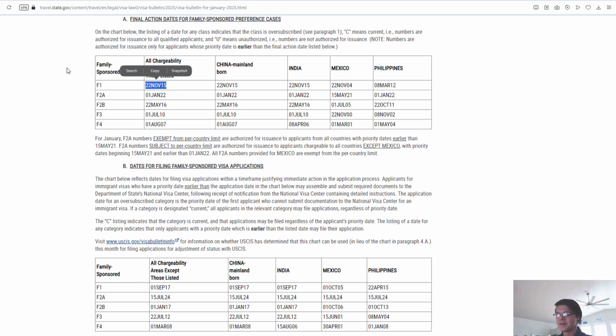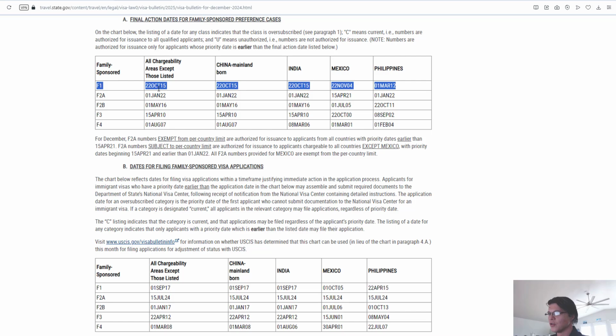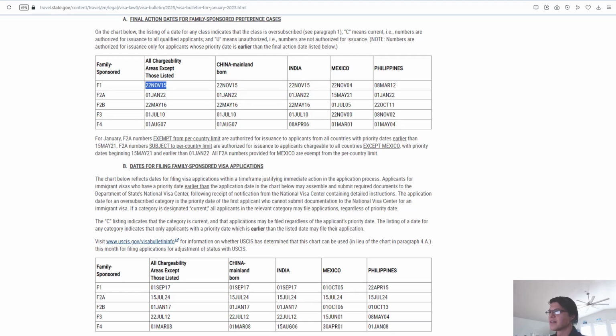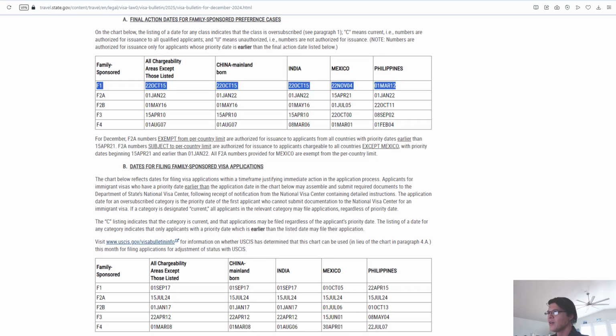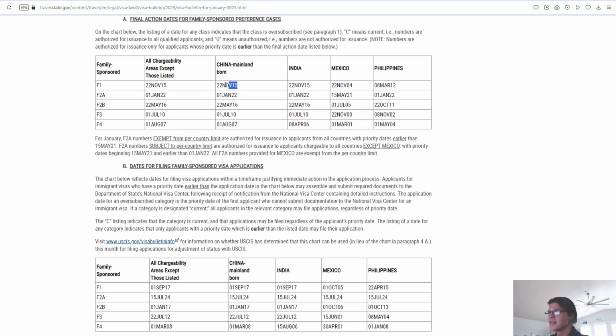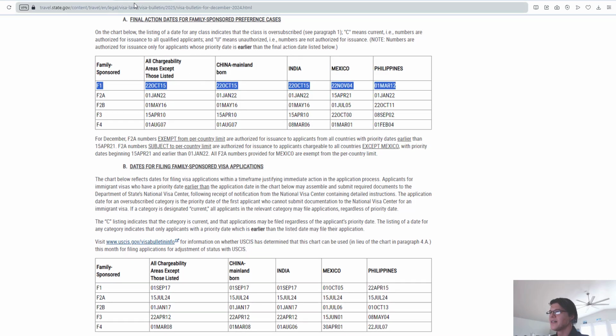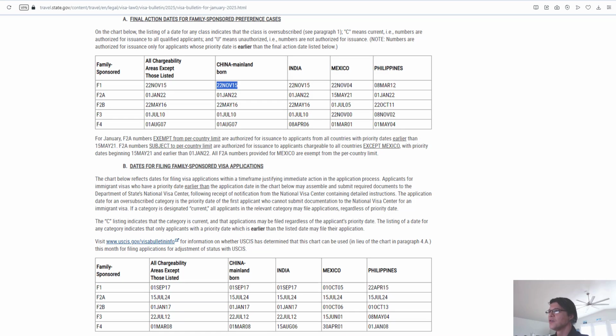More is better, less is worse. Nothing is not good, and obviously going backwards is the worst news that we can have. But so far for the F1 for all chargeability, we have positive movement moving forward. So 22nd October to November, one month's movement. Moving further to China, we have the same thing, one month's movement, as you can see, from October 22nd to November 22nd. Great news. Same thing for India, November 22nd. Let's see for Mexico.